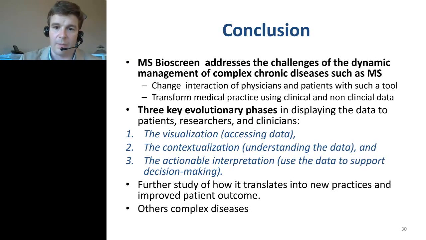So again, we think that an application like the MS Bioscreen for complex chronic disease really tries to address the challenge of the dynamic management of the disease. It's probably applicable to other chronic conditions. And in our development, there were three key evolutionary phases: to visualize the data, to contextualize it, to understand the data using comparison, and to be able to interact with the interpretation and the way we do the normality assessment of the patient.